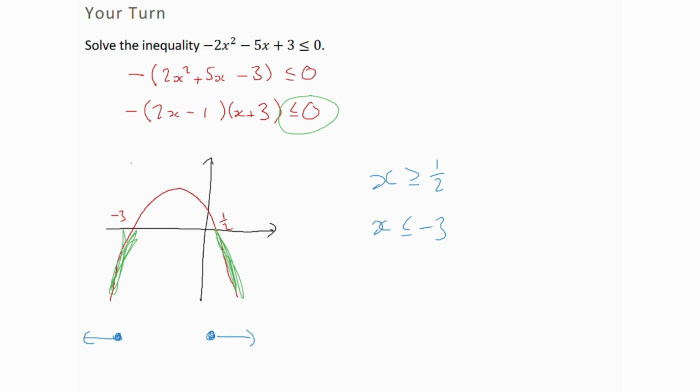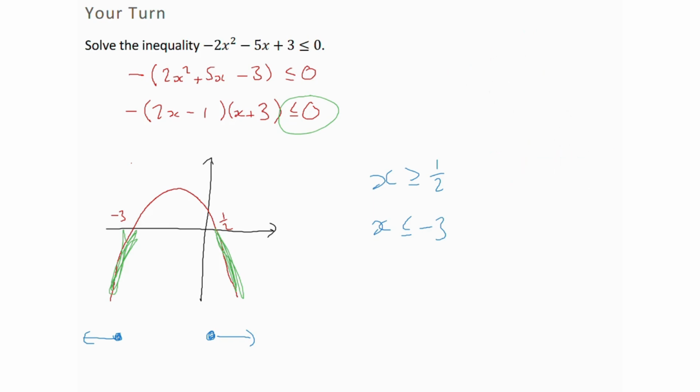Now notice in all the examples up to this point, when we have a positive quadratic, when it's greater than 0 is always the two separate bits, and when it's less than 0, it's the bit in between. But for a negative quadratic, it's going to be the other way around. When it's less than 0, it's the two separate bits, and when it's between those values is when it's greater than 0.